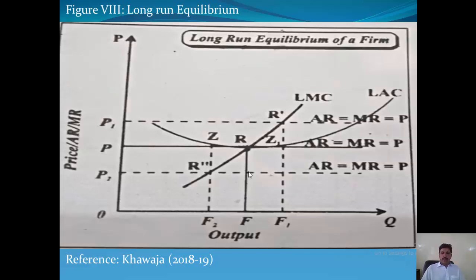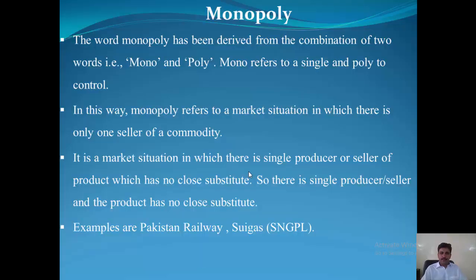So in the long run, due to the entry and exit of firms, if some of the firms are making abnormal profit, supernormal profit, new firms will enter, thereby reducing their profit to the normal profit. Or if some of the firms are making losses which are unbearable for them, and there is a shutdown case, then some of the firms will quit the market, thereby raising the profit of the others.